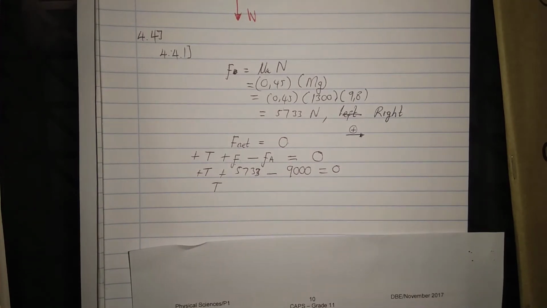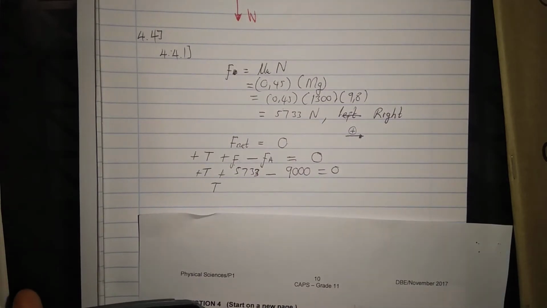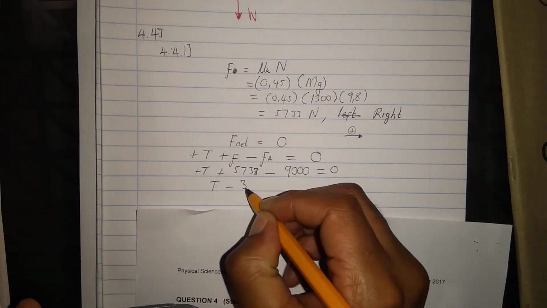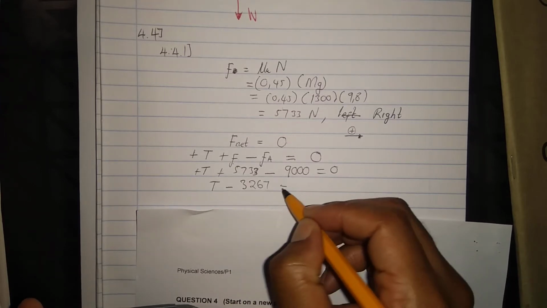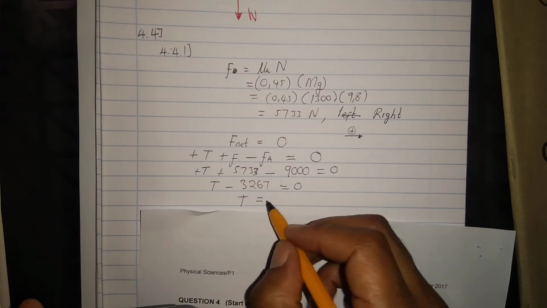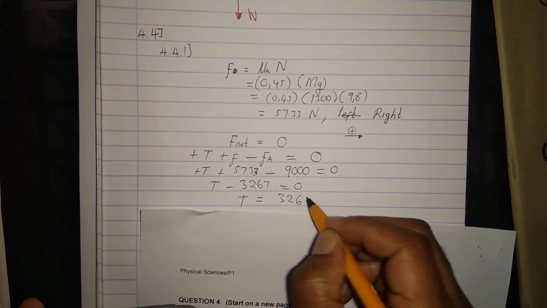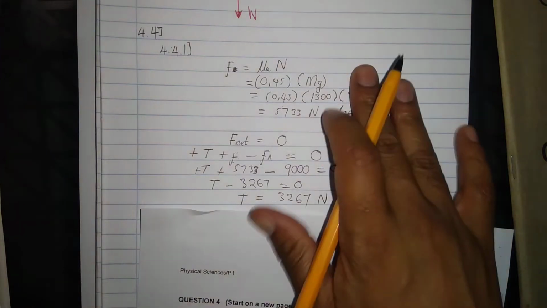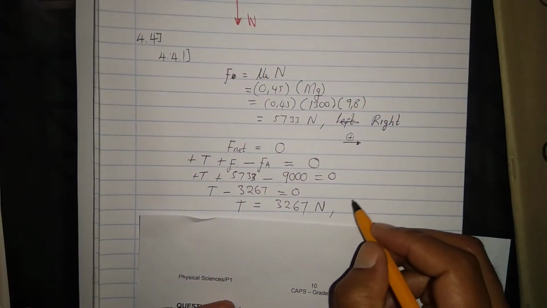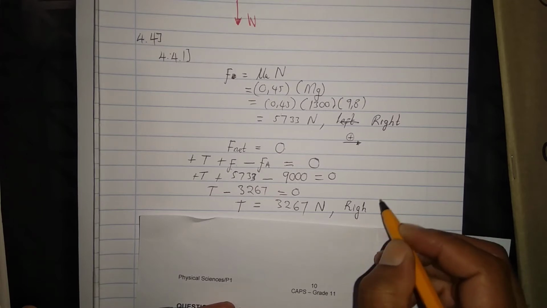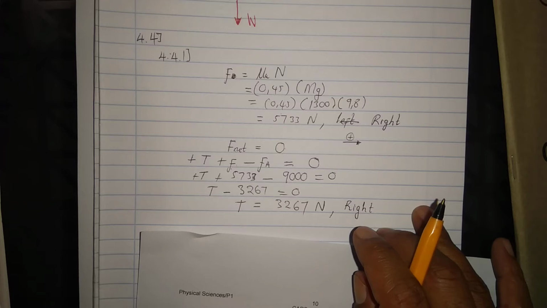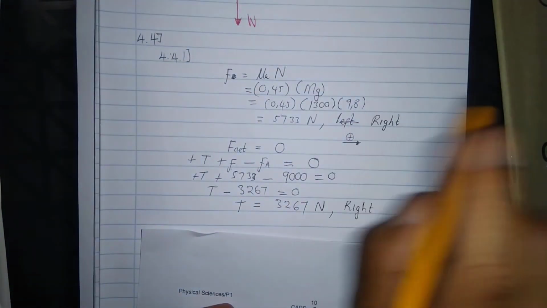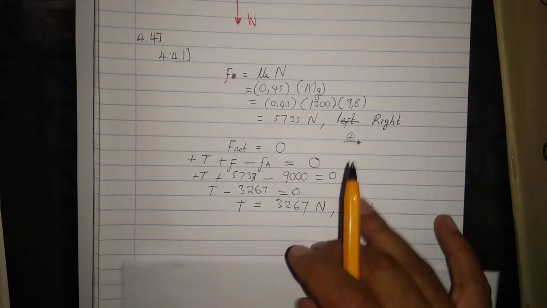Plus, okay, we must subtract here. 5733 minus 9000 is equal to minus 3267 equal to 0. Now tension is going to be equal to 3267 newtons. T is equal to this. According to the free body diagram too, the tension is to the right, and the answer comes out positive. The sign doesn't count, but from the free body diagram we see that T is pointing to the right, so that is the direction.